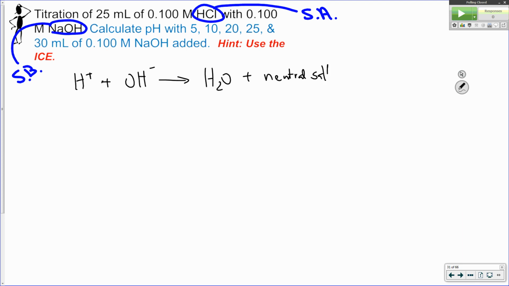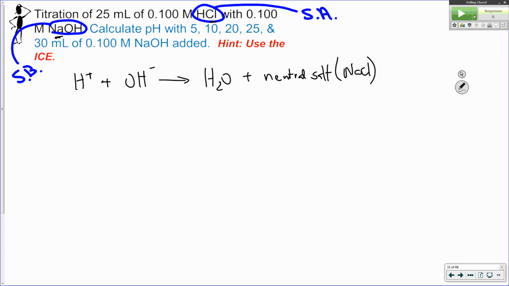In this case, the neutral salt, if you take the counterion from the chlorine, then the counterion of the hydroxide would be sodium chloride. Doesn't matter what it is. So the way that you approach these titration problems is find out how many moles of each reactant that you have, let them react, and find out what's left over, or what products are formed.